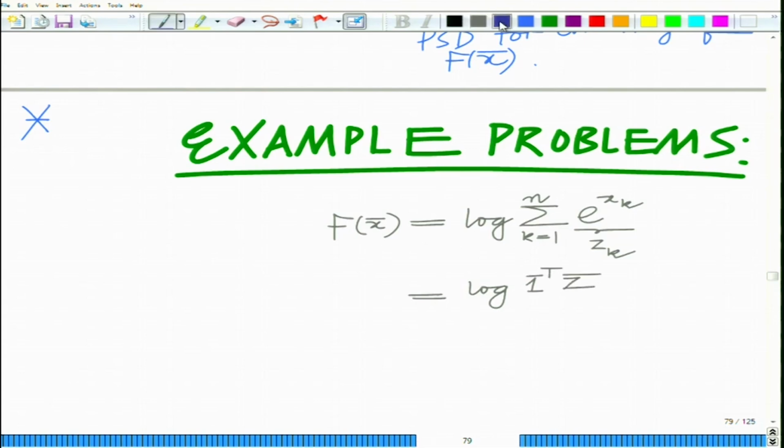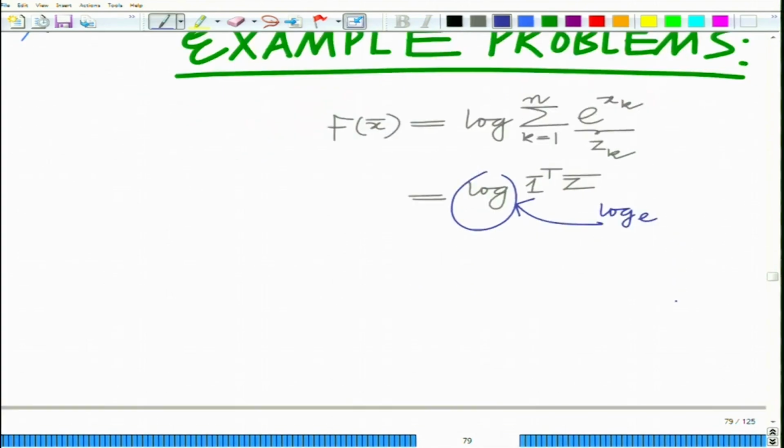Just to clarify, this is the natural logarithm. You can also write this as ln, that is log to the base e that we are considering. By default, if you are not mentioning anything, then you can assume that it is log to the base e.